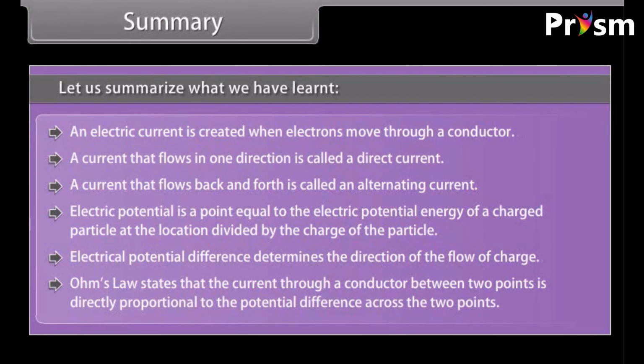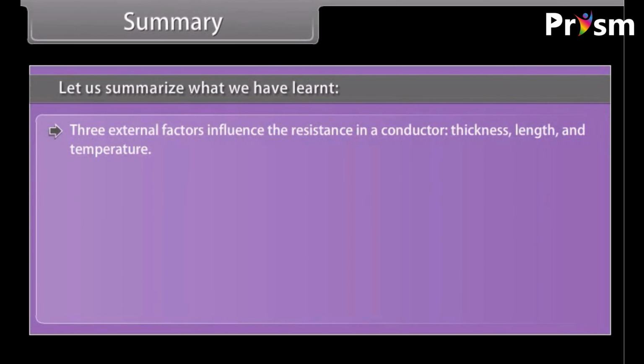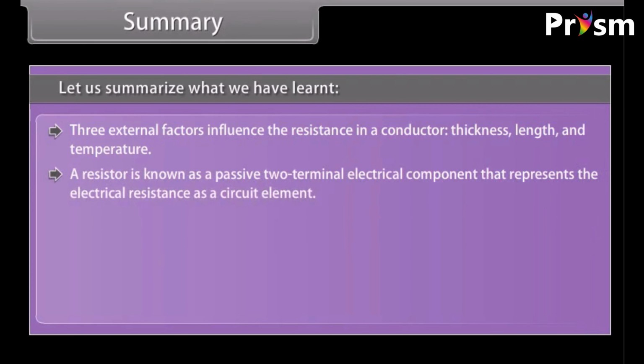Ohm's law states that the current through a conductor between 2 points is directly proportional to the potential difference across the 2 points. 3 external factors influence the resistance in a conductor: thickness, length, and temperature. A resistor is known as a passive two-terminal electric component that represents the electrical resistance as a circuit element.